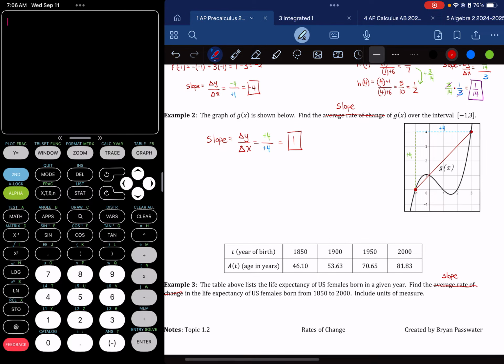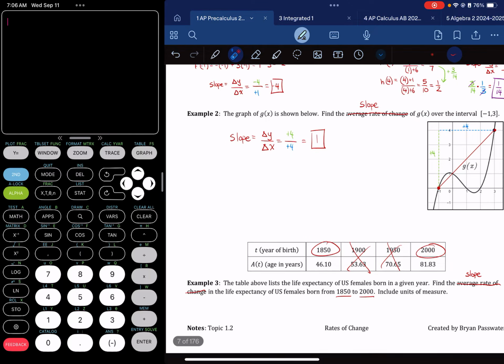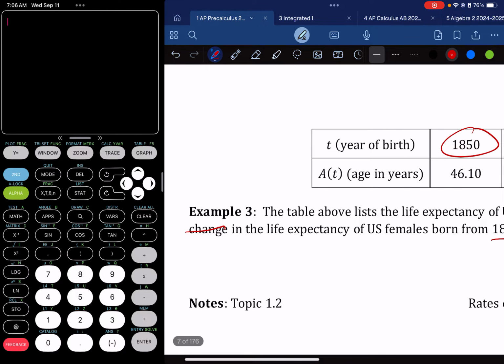So find the slope of the life expectancy, and these are the two dates we're using, 1850 and 2000. So I'm not using any of those other dates. These are like the x coordinates, which are really the t coordinates, and those are A coordinates, but they're kind of like the y coordinates, right?